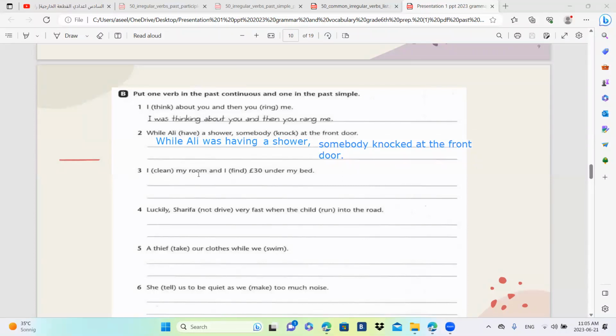Now, number 3: I clean my room and I find 30 pounds under my bed. While I was cleaning my room, it means I was cleaning my room. This is the long action. I was cleaning my room and I found. You have to write "and". With "and", we need to write past simple tense. I found 30 pounds under my bed.